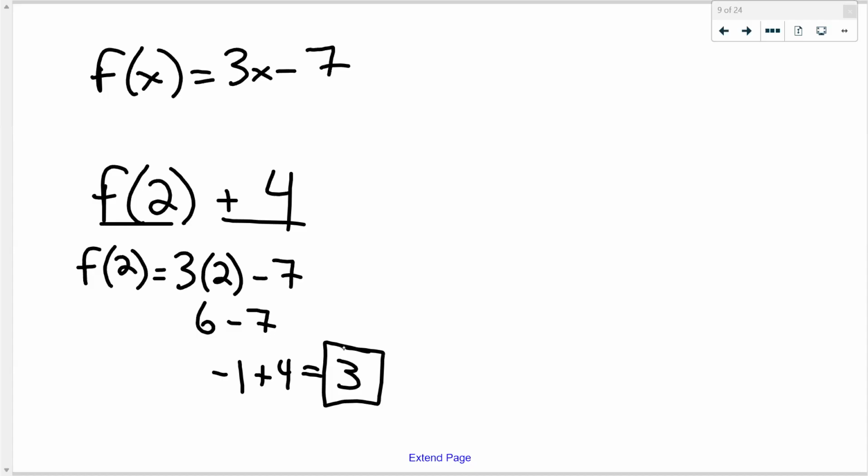So this is function notation. All function notation is just like substitution on steroids. Okay. Hopefully you guys got it. If you have any questions, make sure you ask after watching the video as you're working on the practices.